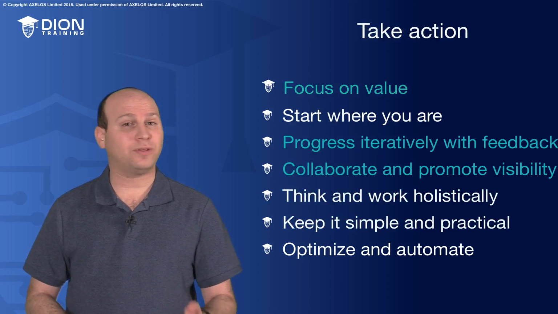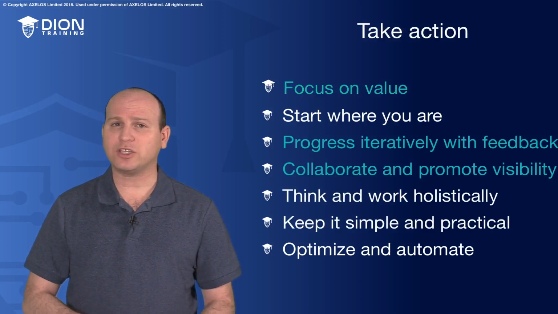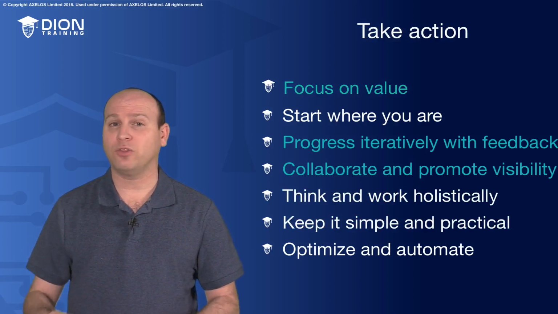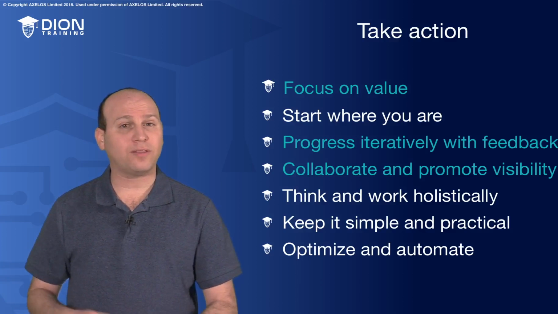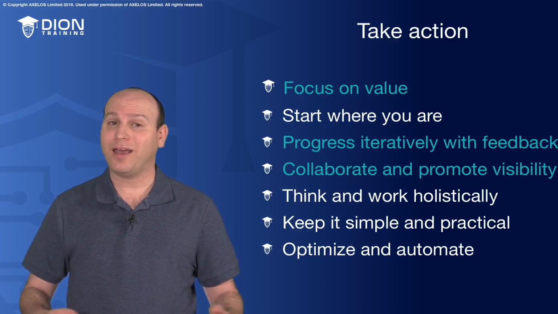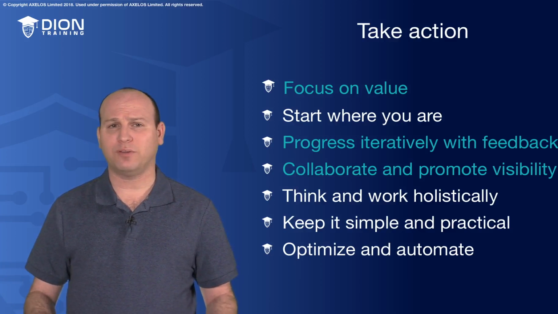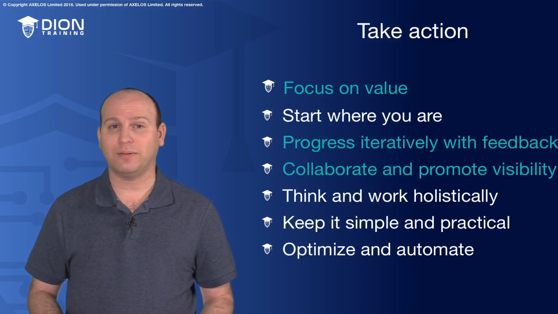Our 5th step is where we take action. When we take action, we're focusing on value. What actions can we do to get us the most value the quickest? We also want to progress iteratively and with feedback, incorporating that feedback as we go and taking positive action and continually move forward. And then we want to collaborate and promote visibility. We want to make sure everybody knows what actions we're taking and why we're doing it.